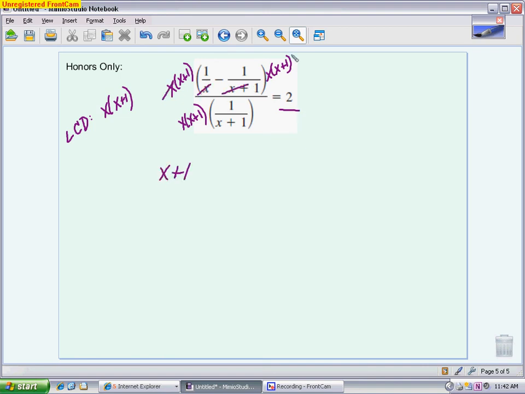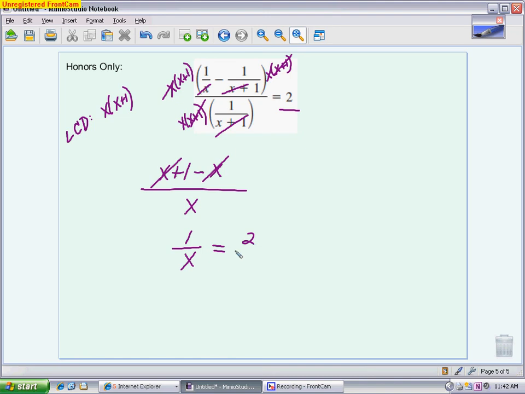My x plus 1's cancel. I'm left with a minus x, because I have 1 times x. And my x plus 1's cancel. I'm left with x. My x's cancel, so I'm left with 1 over x. Very simple at that point. Now reintroduce the 2 that's been there all along, but you haven't really dealt with it yet.